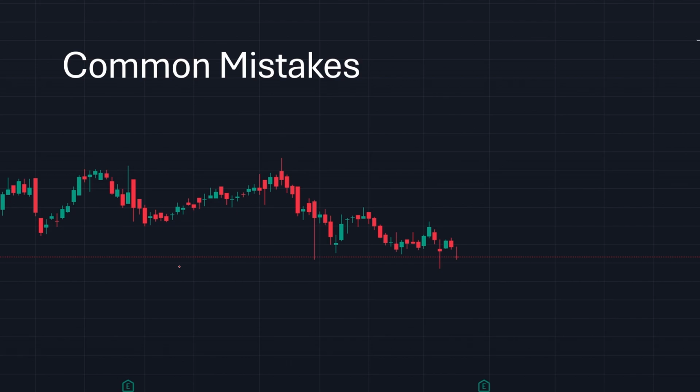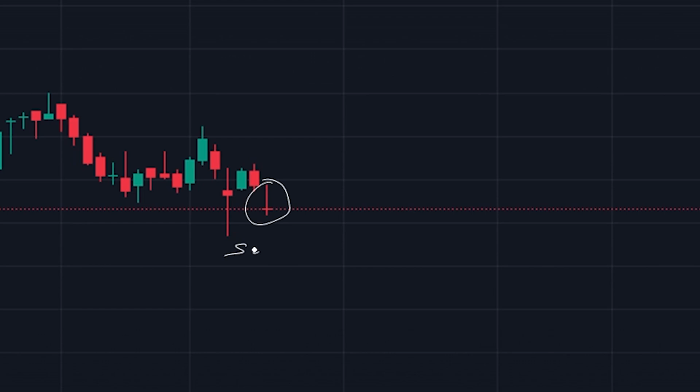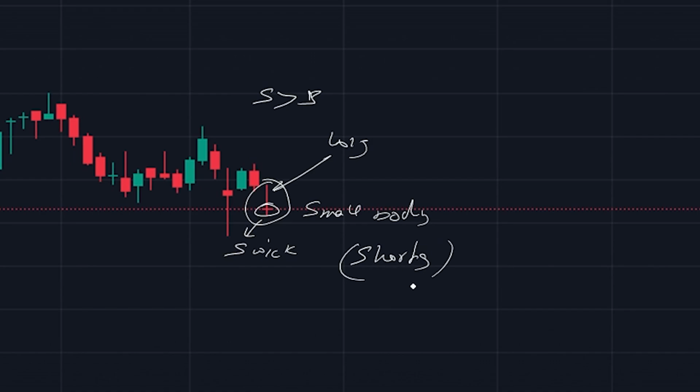Now let's talk about the common mistake that a beginner makes as soon as he sees a pin bar. So this is a pin bar. A pin bar has a small wick, and let's say we have a small wick over here, then we have a long wick, and then we have a small body. Now what normally a beginner does, as soon as he sees the small wick over here and the small body, is sell. Why? Because here, if you see, the sellers are more than the buyers. Of course, the market is going down now, so he will start shorting, and that's the biggest mistake he's going to make.